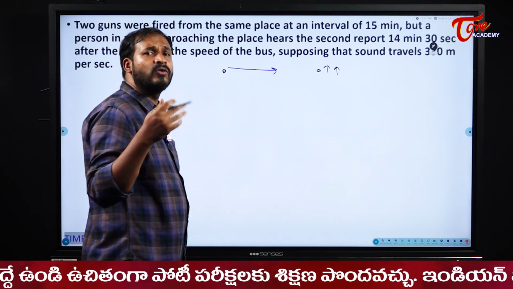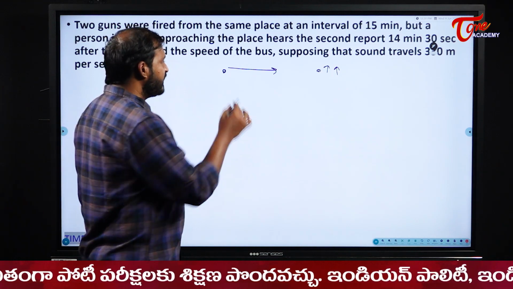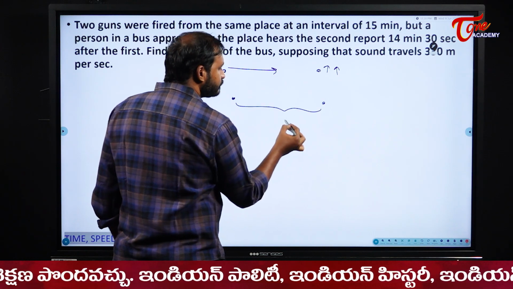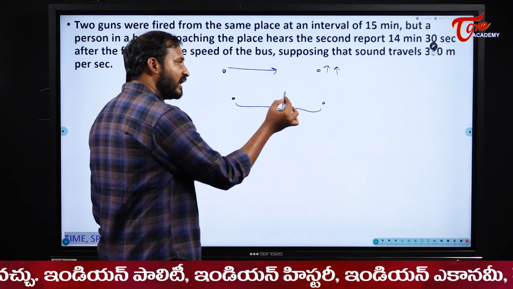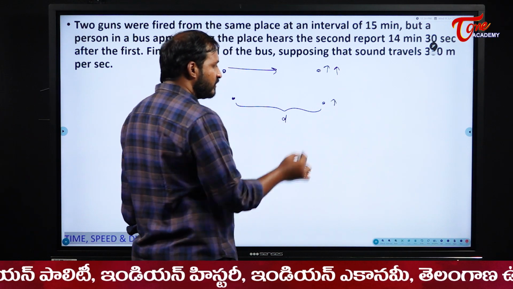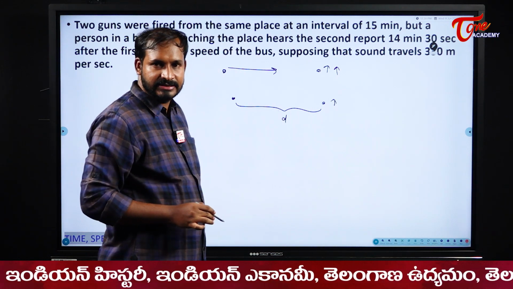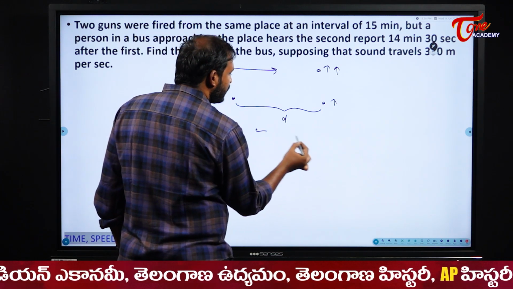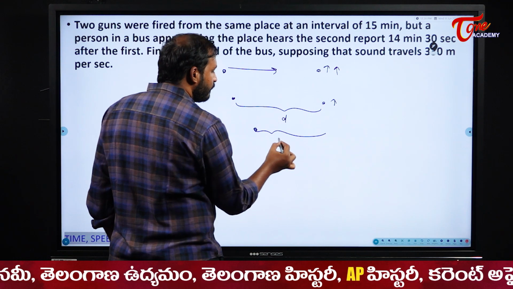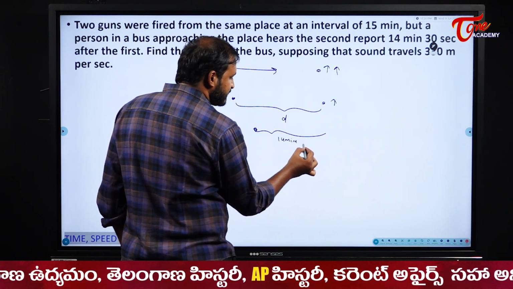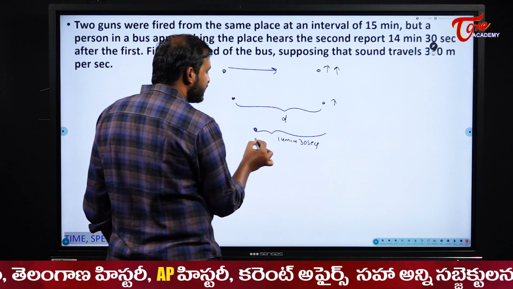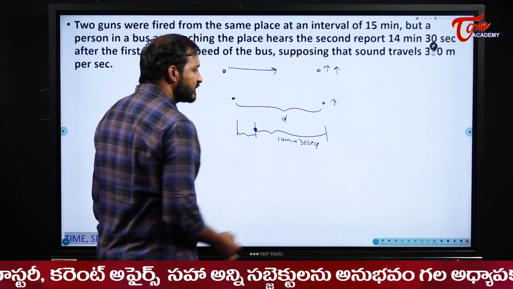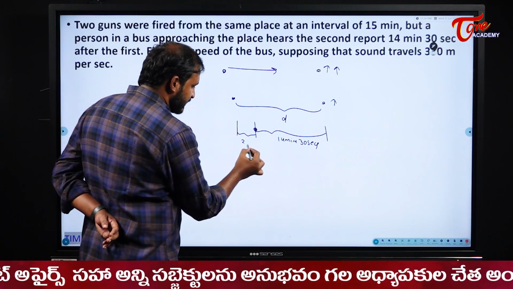Let us assume the sound's journey. If he is stationary, the difference between these two persons is some d. So the gun was fired, and the sound will travel all the d distance. But when the second one is fired, the sound traveled just for what time? 14 minutes 30 seconds. Why? What is the reason? The sound distance was obstructed by 30 seconds.